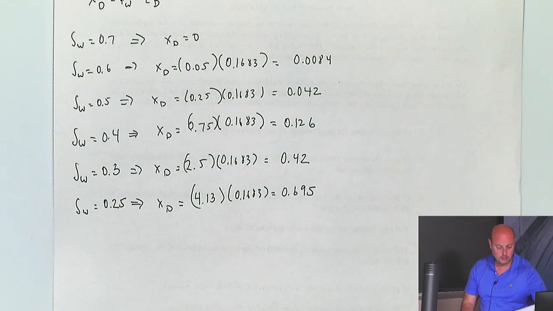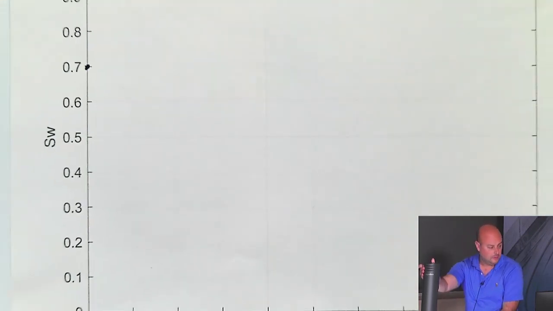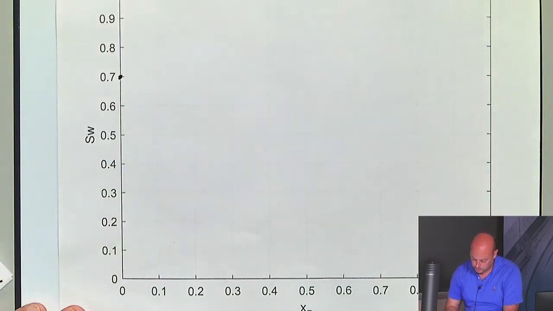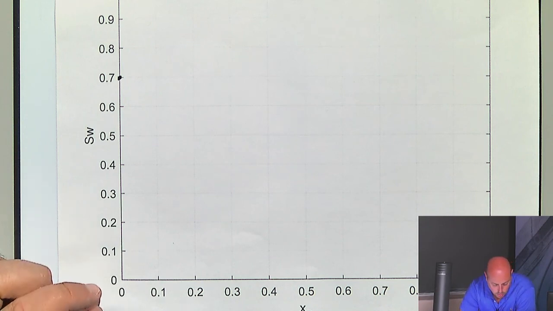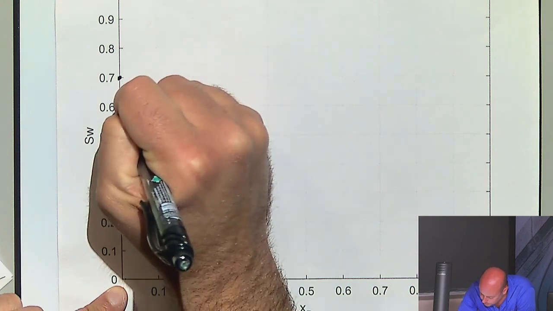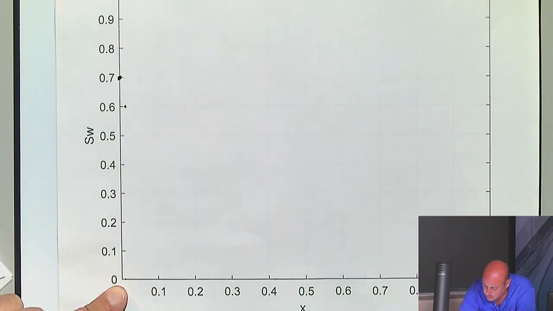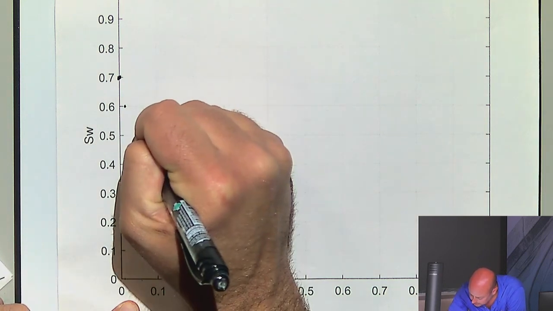I'll come back to my plot here. So at XD equal to 0, SW is 0.7. The next one is that at XD is 0.0084, so almost like right here, it's already 0.6. So it drops pretty fast, it seems like. Okay, so it does that. I'm just estimating there. SW is equal to 0.5 occurs at 0.05, so like right about here. So it looks like it does that.